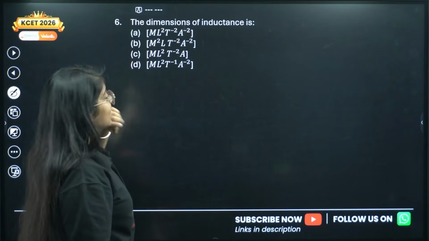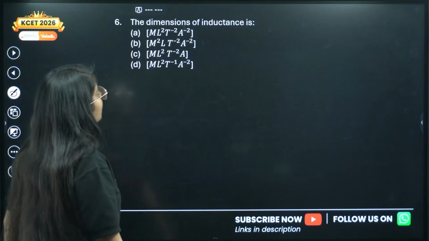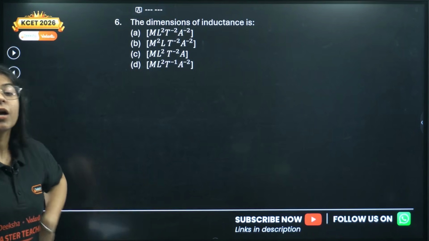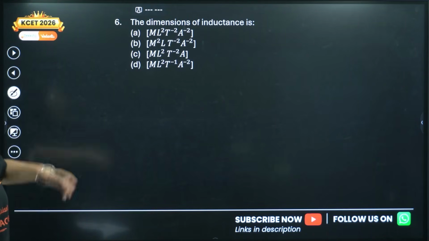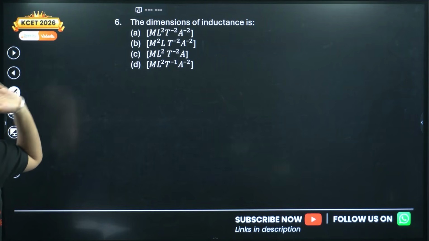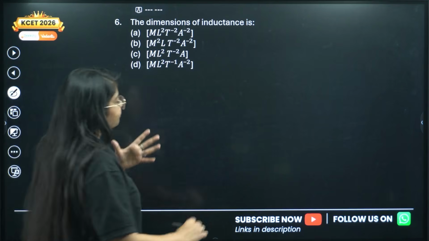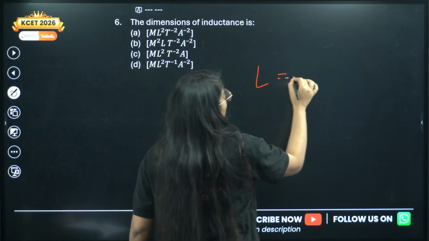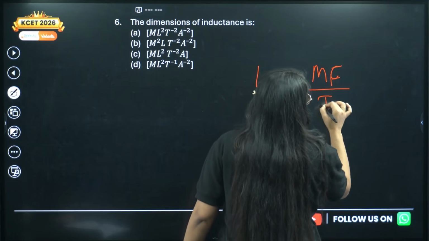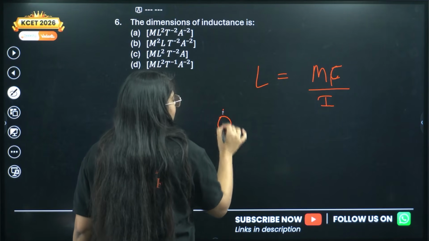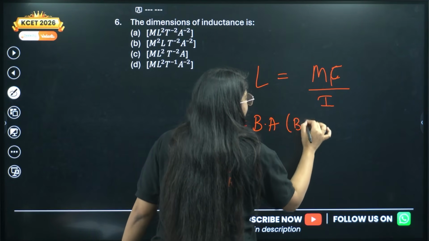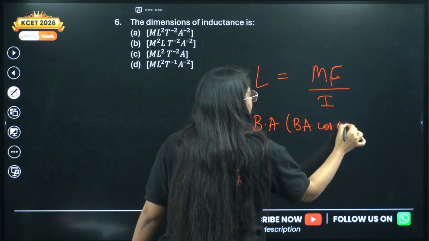Moving on to the next, that is the 6th question. For the 6th question, the dimensions of inductance, we are given 4 options, that is A, B, C, D. You can see the question. How to solve this now, how to look at these will be, now inductance we know is magnetic flux divided by current, right? So magnetic flux, that is phi, is B dot A, or we can write BA cos theta, correct?